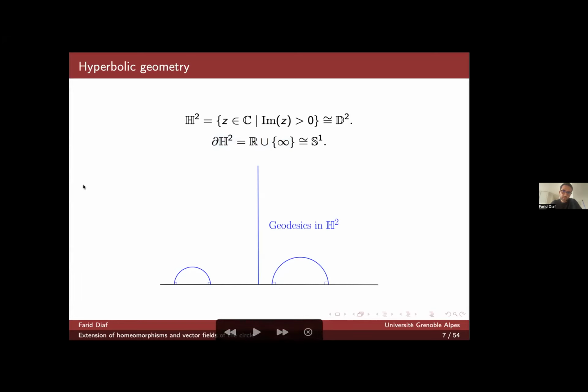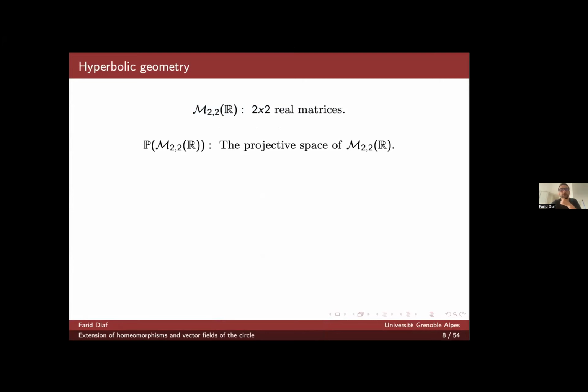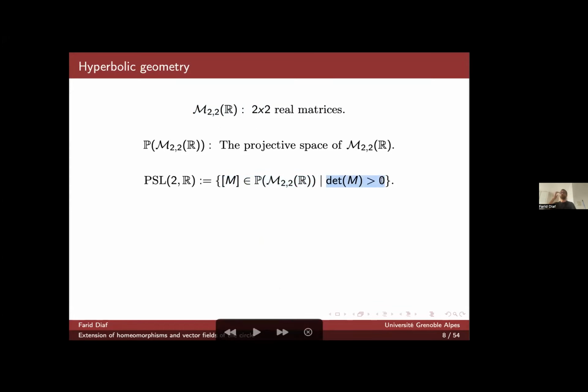And now once we have this, I need to define to you a way to move inside this space. And to do this, let me introduce the space of 2 by 2 matrices. And I take the projective space of that vector space, namely the set of all lines inside the space of matrices. And then I define the following set, which is PSL(2,R). This is the set of projective matrices which have positive determinant.